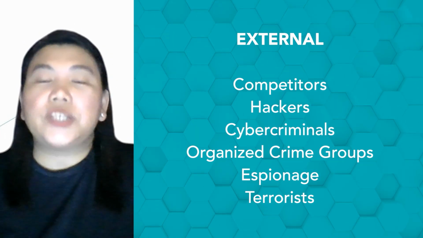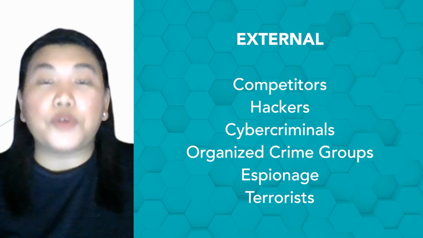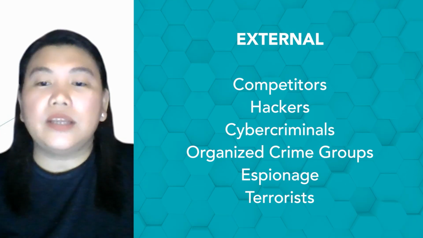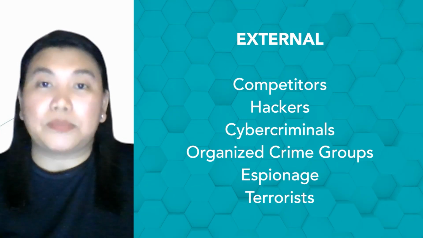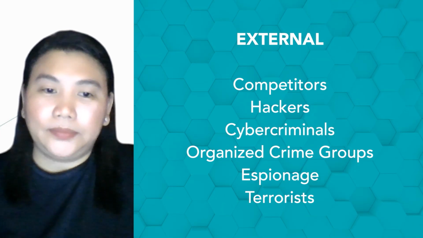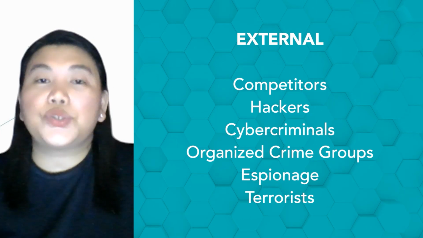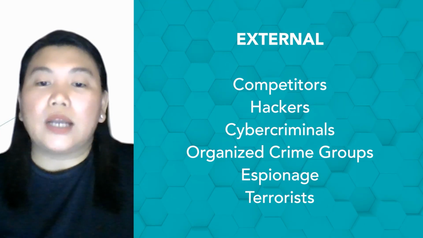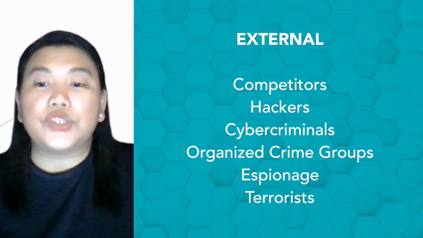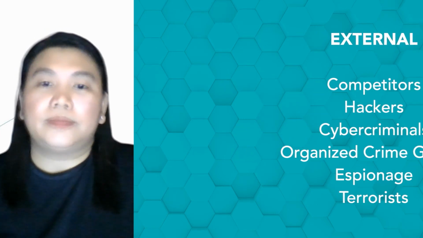Espionage, which is usually for governments to obtain political and military information by using a spy. And lastly, terrorists, which is a group who wants to intrude in the system to gather information and gain political advantage and to inflict violence and war.